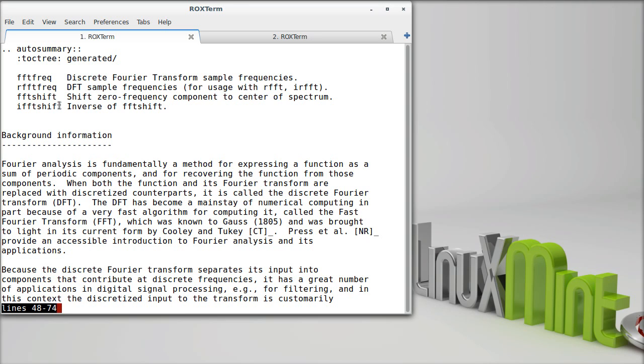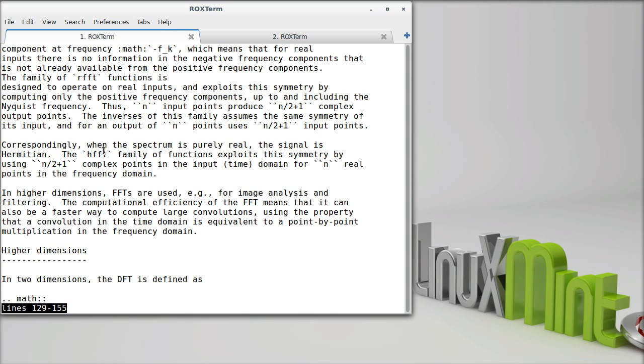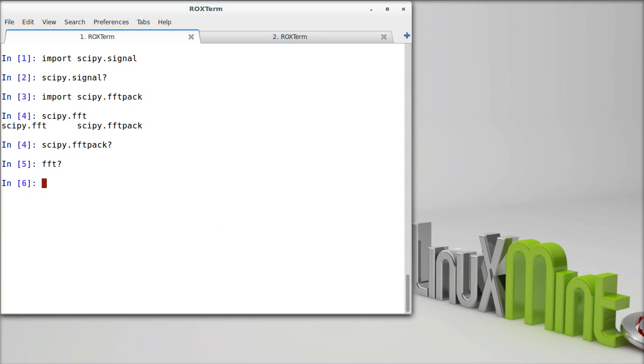And again, I will encourage you to look at all of these things in more detail as you need them or are interested in them, because it's a tremendously powerful set of things that we can do with these. There's then a long description of what they call background information that should be consistent and similar to the types of things that we discussed. Implementation details, various things about the real transforms, higher dimensional transforms, some references, and there's some examples in the various functions. So before we go ahead and use this, let's create some data to play with.